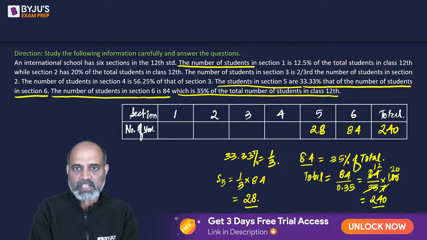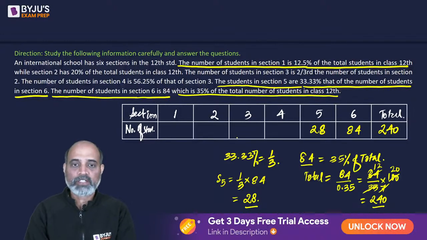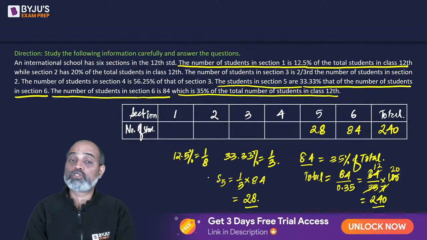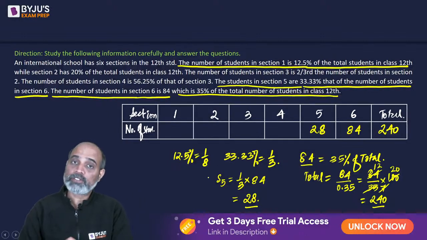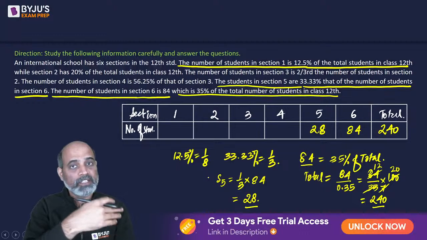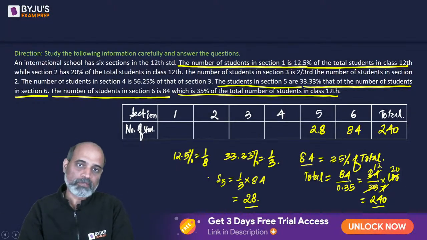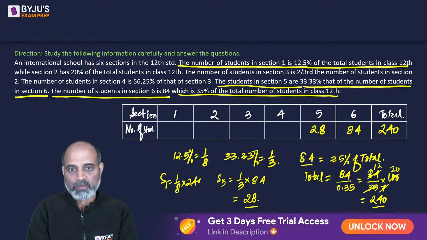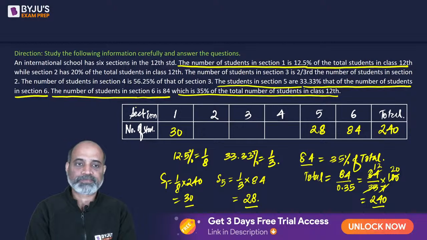The number of students in section 1 is 12.5% of the total students in class 12th. So 12.5% is nothing but 1 by 8. So it becomes very important to understand that a particular percentage can be written as what fraction. So section 1 is 1/8 of the total number of students, which will result in 240 by 8, which is 30. So in section 1, we have 30 students.